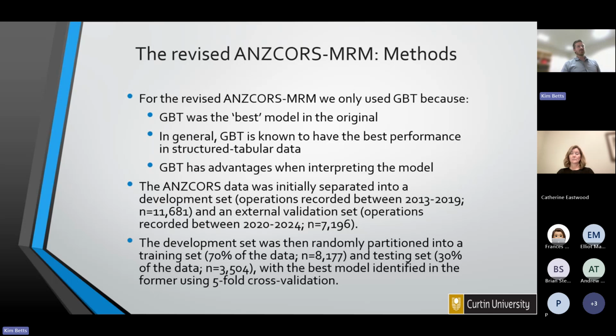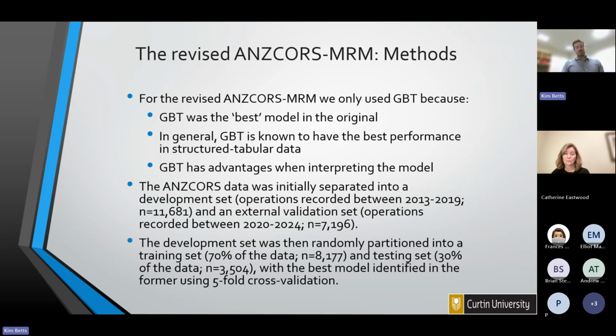The ANZCORS data was initially separated into a development set, so all operations, or rather all 30-day windows, between 2013 and 2019. This was 11,000 patients, so that's the sample size we're dealing with. And then we had the external validation set, which was the most recent 5 years of data that we currently have, because the data isn't available immediately.